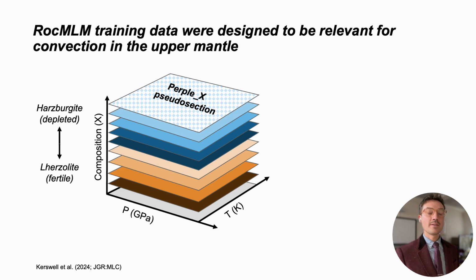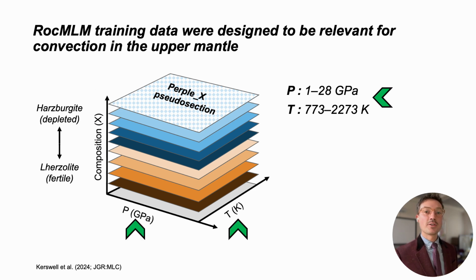Now, the primary scientific challenge of this work was building a training dataset that covers a wide range of potential upper mantle conditions. The cartoon diagram here shows a stack of perplexed pseudosections, which is what our training dataset is. And it indicates that we need to define a range of pressures and temperatures that are relevant for the upper mantle, but also we need to define a range of bulk compositions for different rock types.